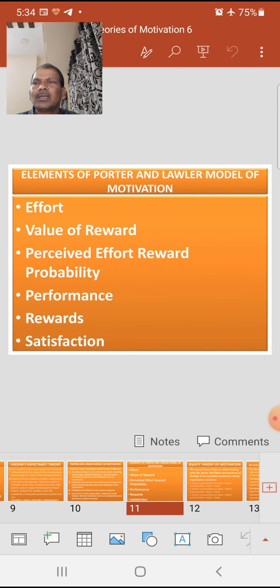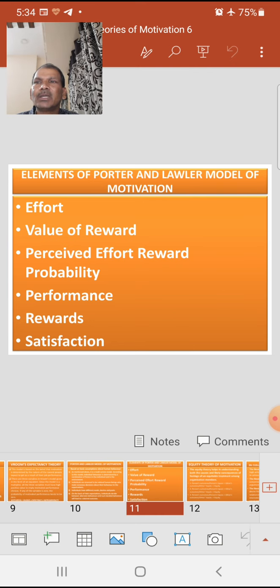And the sixth element is satisfaction. Satisfaction will result from both extrinsic and intrinsic rewards. However, for being satisfied, an individual will compare his actual rewards with the perceived rewards. If actual rewards meet or exceed perceived equitable rewards, the individual will feel satisfied, and if these are less than equitable rewards, the individual will feel dissatisfied.